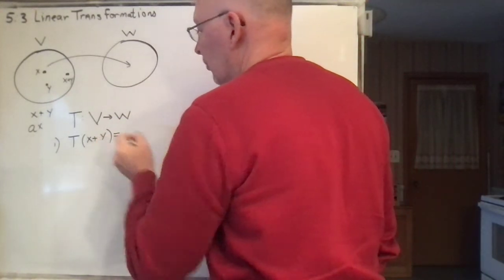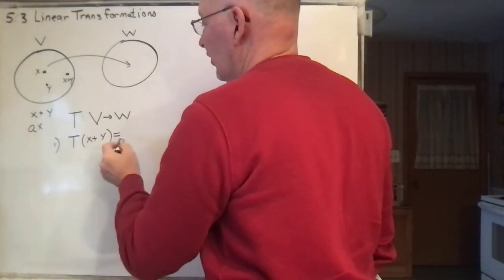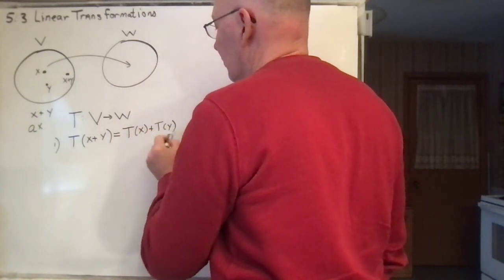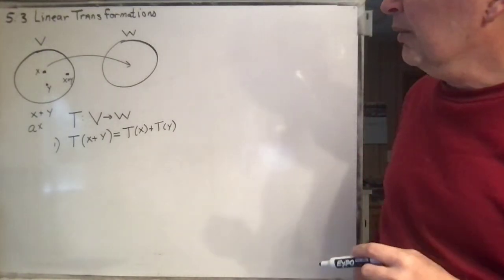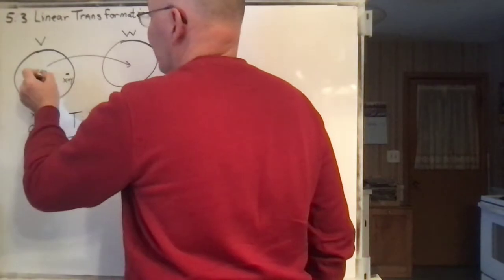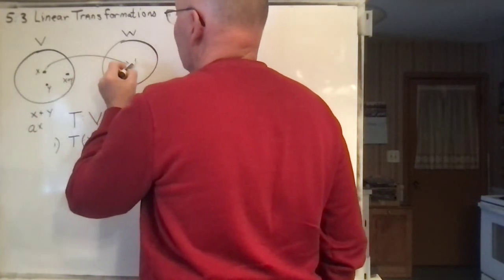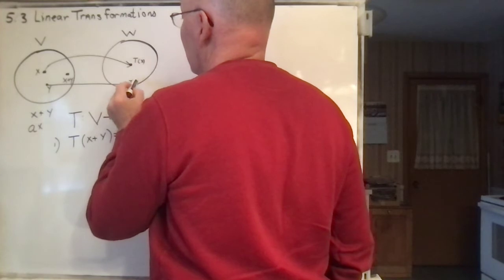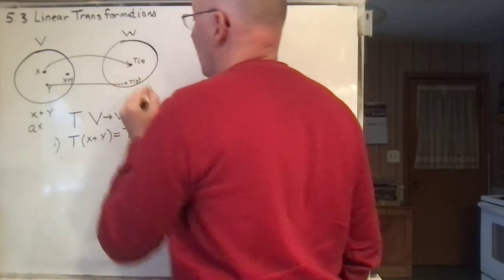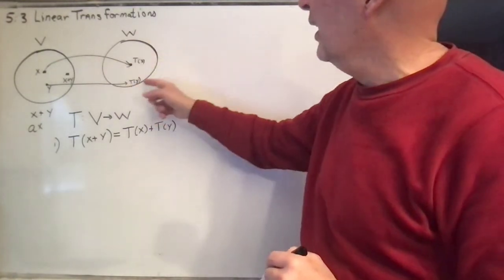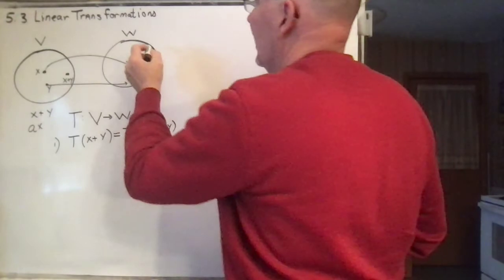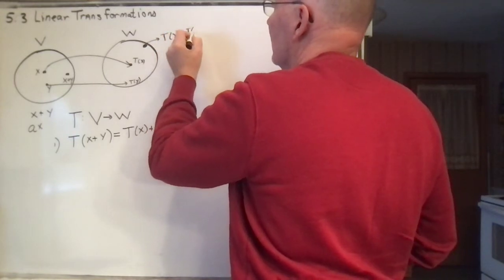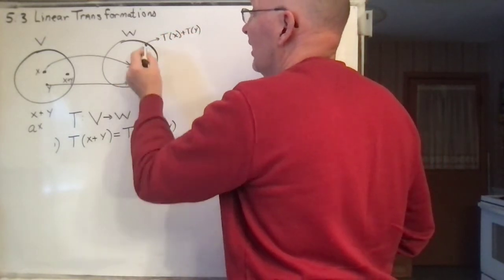Here's what the linear transformation has to satisfy. T of x plus y has to be equal to T of x plus T of y. Okay? So let's think about what that means. It means that if x gets sent right there, here's T of x, and if y gets sent right there, here's T of y, and of course this is a vector space, so I can add T of x and T of y together, and if I add them together, maybe I'm right there, T of x plus T of y.